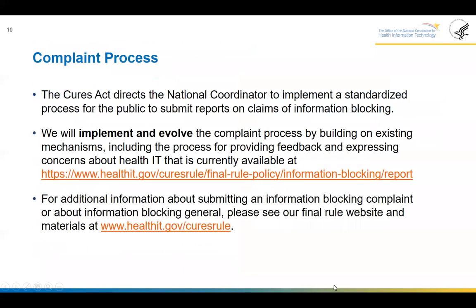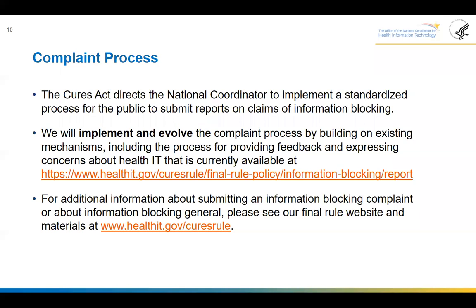All right, so here you have a bit about the complaint process. Clearly, based on this rule, you understand that deterring and addressing information blocking is really a top priority for ONC and HHS. We've been continuously receiving information blocking complaints over the years. And what we say in the rule is that we're going to implement and evolve the complaint process by building on existing mechanisms, including the process for providing feedback and expressing concerns about health IT that's currently available at the link that you see on the screen.